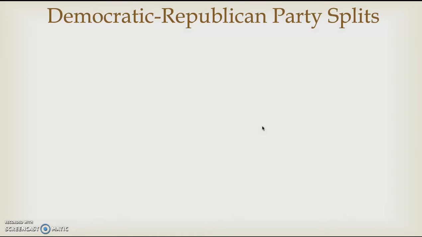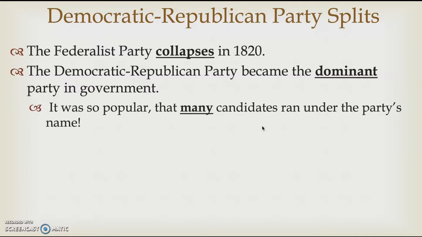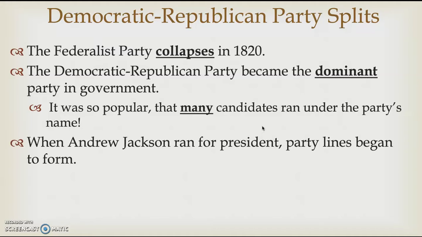Okay. So, what happens? Well, that Democratic Republican Party, it's going to split because the Federalist Party totally collapses in 1820. We have the Democratic Republican Party becoming a dominant one. And what happens is it becomes so popular that lots of different candidates are going to run under that name. But the thing is, all those different candidates have different ideas.